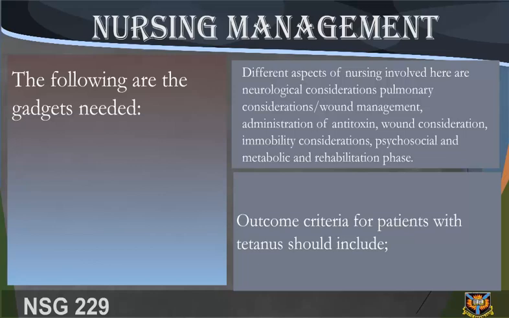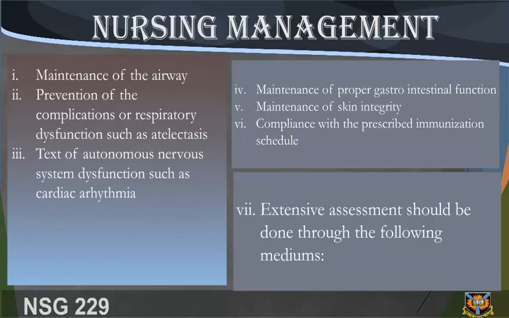Outcome criteria for patients with tetanus should include 1. Maintenance of the airway. 2. Prevention of complications of respiratory dysfunction such as atelectasis. 3. Detection of autonomic nervous system dysfunction such as cardiac arrhythmia. 4. Maintenance of proper gastrointestinal function. 5. Maintenance of skin integrity. 6. Compliance with the prescribed immunization schedule. 7. Extensive assessment should be done through the following mediums.